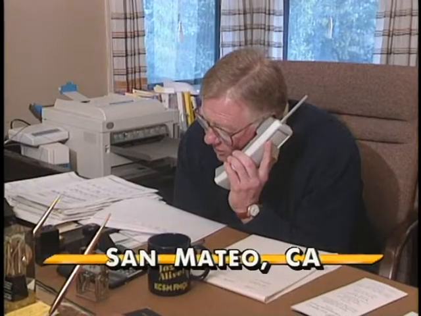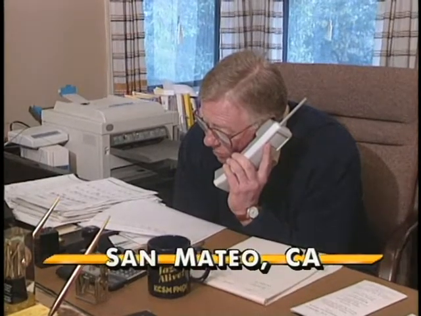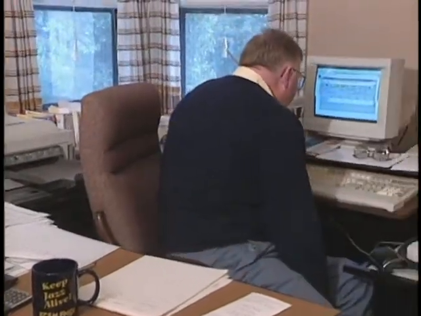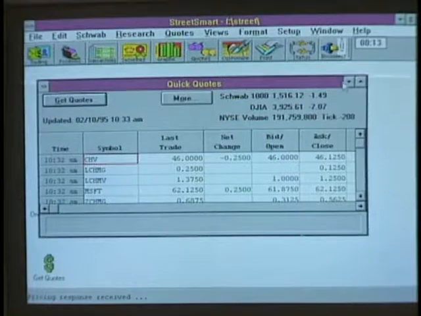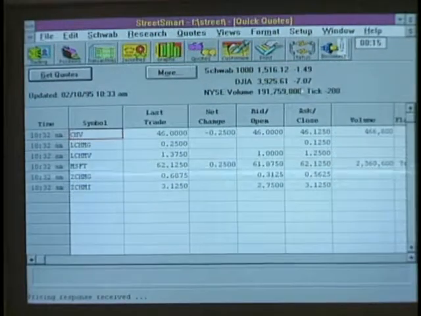When Ted Evans retired, he decided to take charge of his savings and investments based on his own research, on his own time, and on his own computer. He now trades online using Street Smart, a $59 software program from Charles Schwab. With the help of a Schwab trainer, Ted became a self-sufficient investor, and he doesn't regret it.